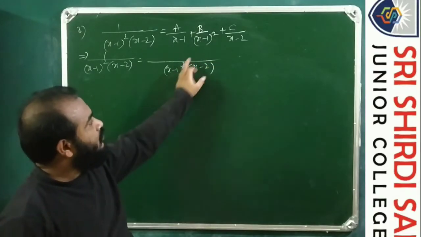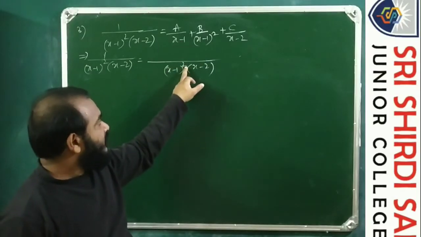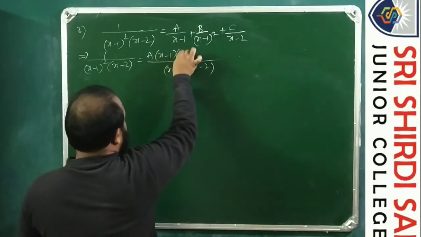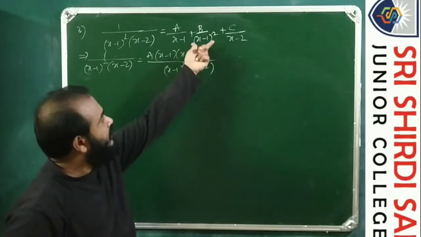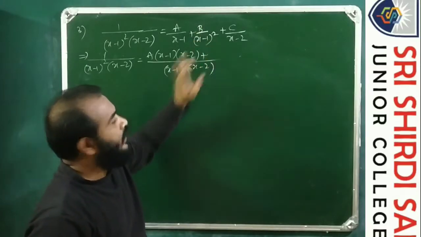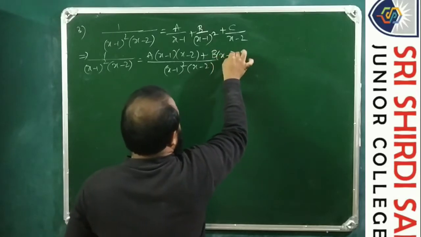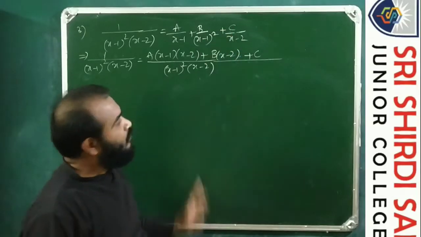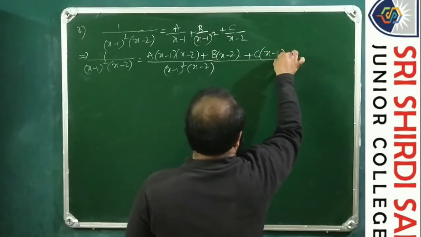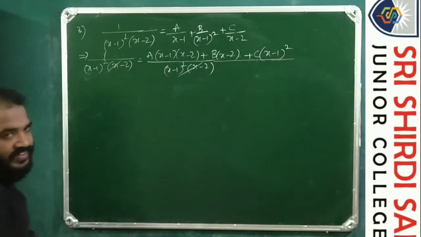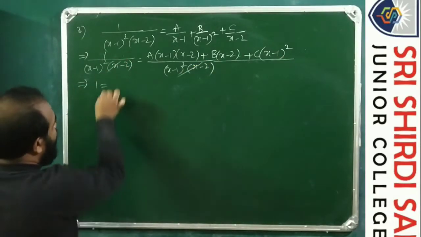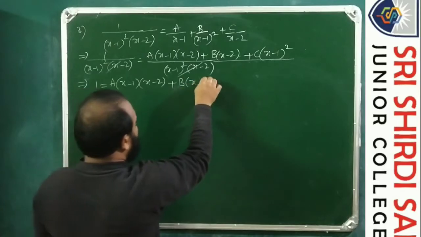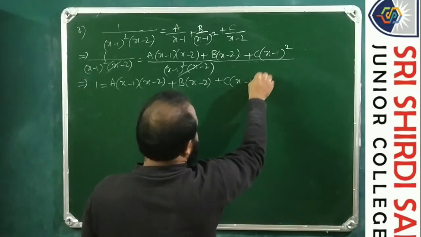So this x minus 1 cancels once, so x minus 1 into x minus 2 into A. So A into x minus 1 x minus 2, plus this by this, these two get cancelled, so B into x minus 2, plus C into, these two get cancelled, C into x minus 1 whole square. So the denominator of both the sides gets cancelled. So 1 is equal to A into x minus 1 into x minus 2 plus B into x minus 2 plus C into x minus 1 whole square.